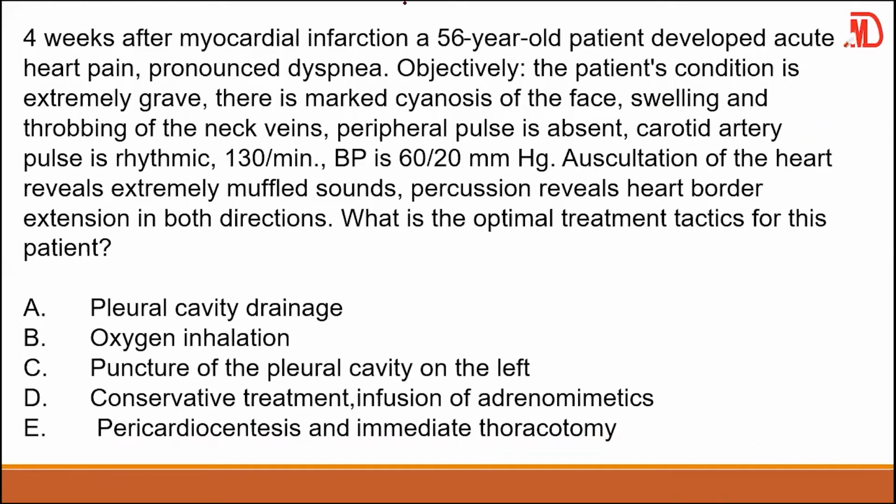4 weeks after myocardial infarction, by now you should know the mechanism of myocardial infarction. A 56-year-old patient developed acute heart pain, pronounced dyspnea. The patient's condition is extremely grave. There is marked cyanosis of the face, swelling, and throbbing of the neck veins. Peripheral pulse is absent. Carotid artery is rhythmic, 130 per minute. BP is 60/20. That is quite low.